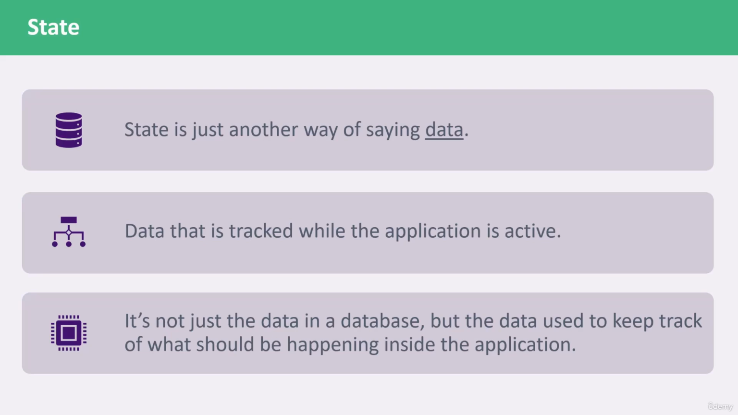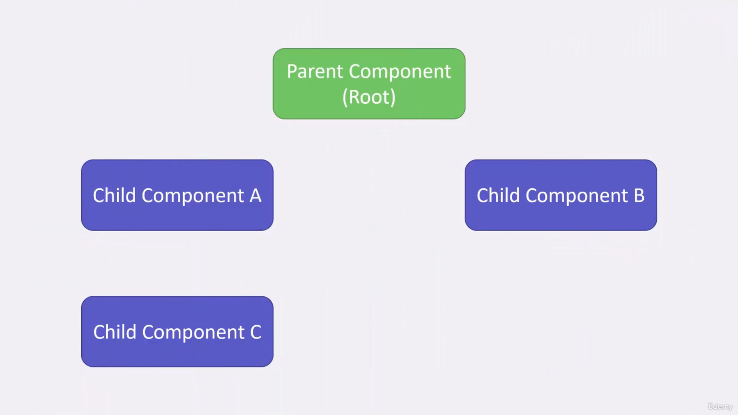Throughout this course, we've been using the data property as a way to keep track of things. The data property can be considered a way to store local state. It's data that only one component needs. However, what if we need to share data across multiple components? We need a way to have global state. Global state is when data is shared across multiple components.